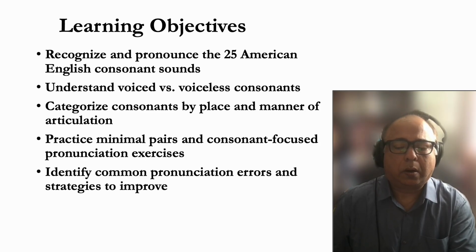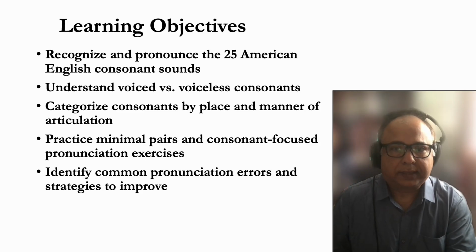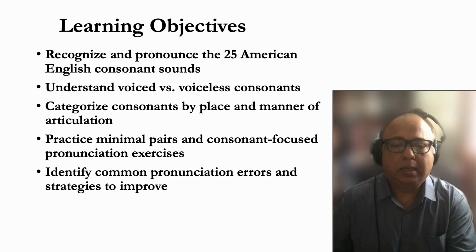So there are a total of 25 consonants in American English. We will also understand the difference between voiced and voiceless consonants, categorize consonants by place and manner of articulation, and learn how to pronounce each and every consonant. We will also practice minimal pairs and consonant-focused pronunciation exercises, and we'll go over some common pronunciation errors that students make and how to avoid them.